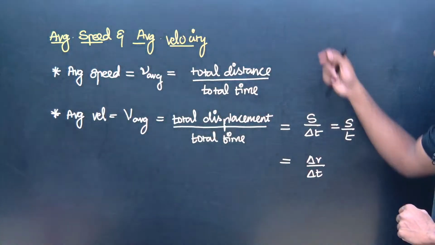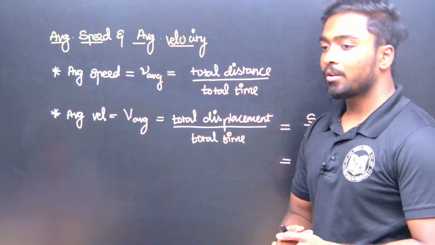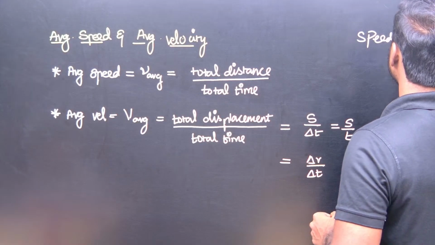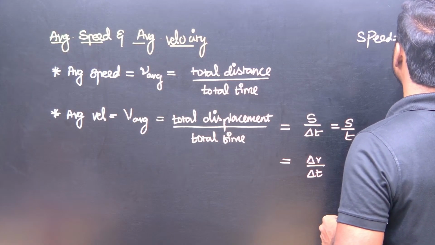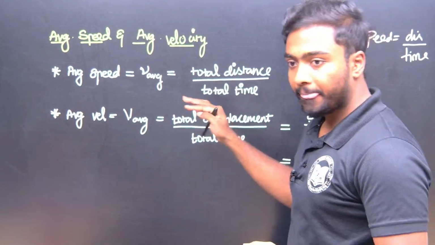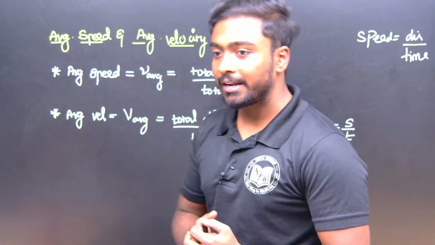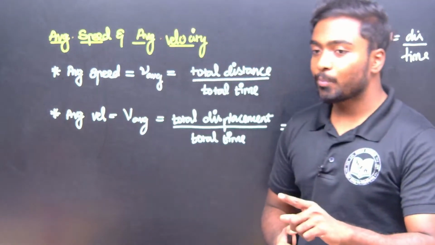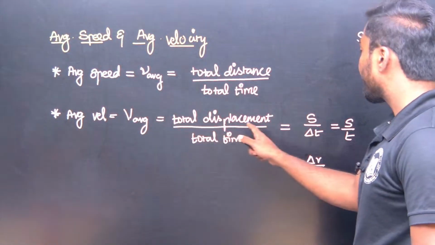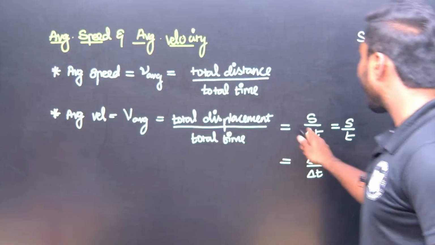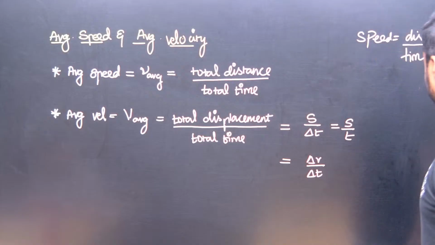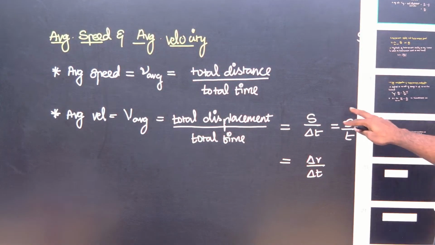Next is average speed and average velocity. Speed is nothing but distance by time. Average speed is total distance by total time. Velocity is displacement by time. Speed is distance by time, velocity is displacement by time. So average velocity is total displacement by total time, which we write as S by delta t, or delta V by delta t. Once we complete this, we will do the problems on this.